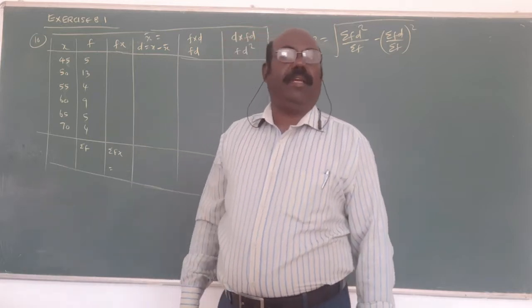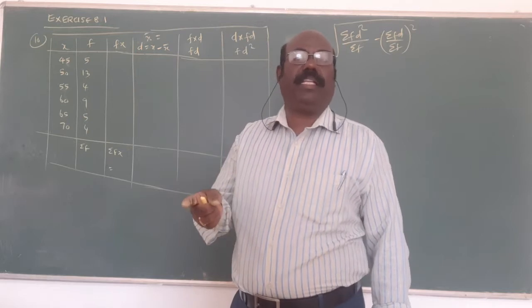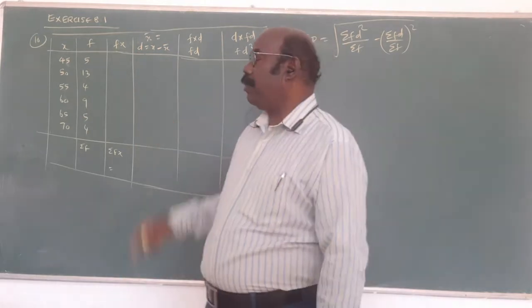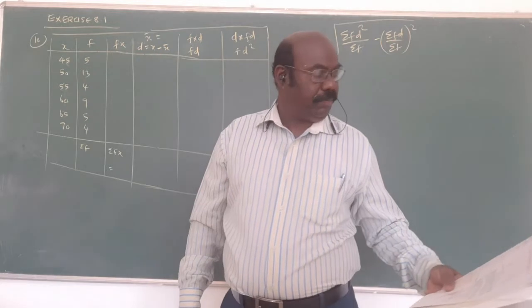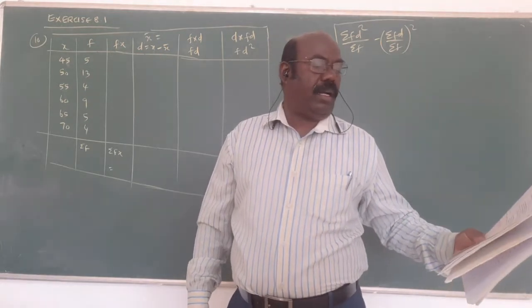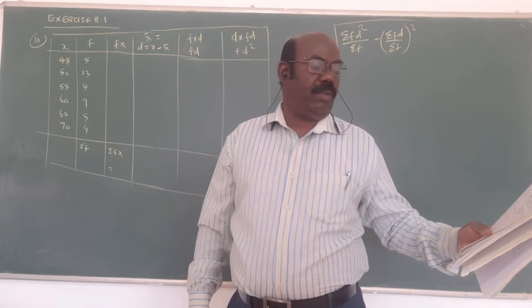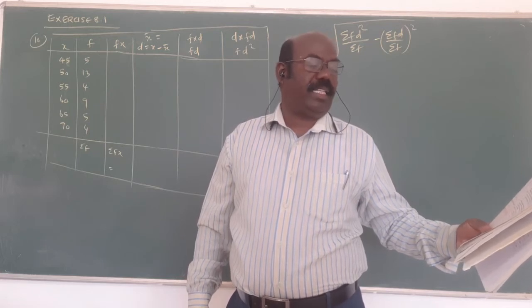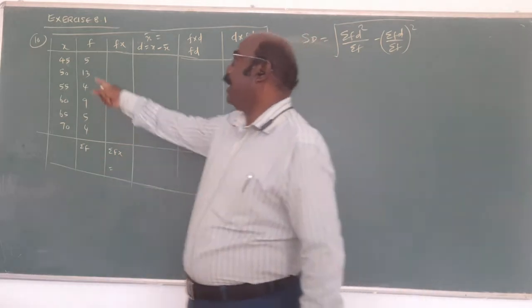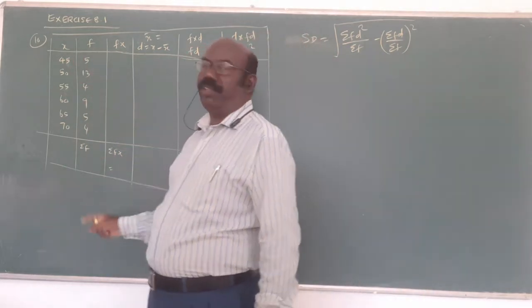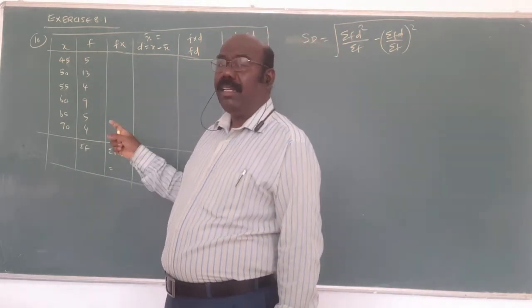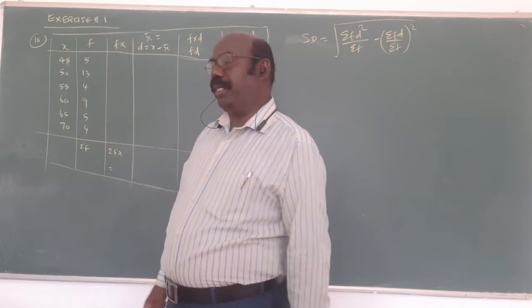Exercise 8.1, problems 1 to 9 are already over. The 10th problem. Read the question. The rainfall recorded in various places of the 5 districts in a week are given below: 45, 50, 55, 60, 65, 70. Next one is frequency. This is called grouped data.